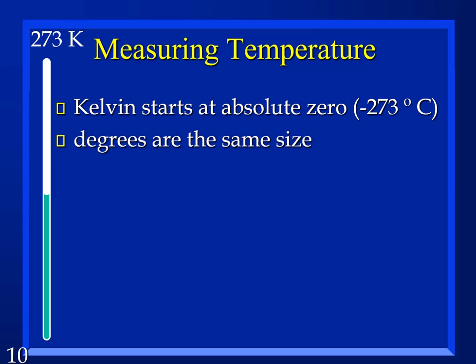Kelvin has degrees that are the same size as Celsius, though. Same size steps, just different numbers next to them. So the difference is they are 273 degrees apart. So if I want to change one into the other, Celsius is Kelvin minus 273.